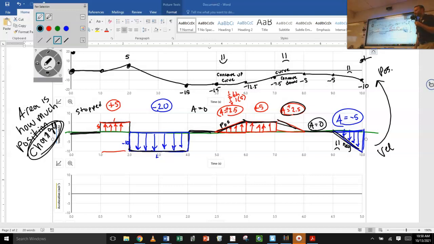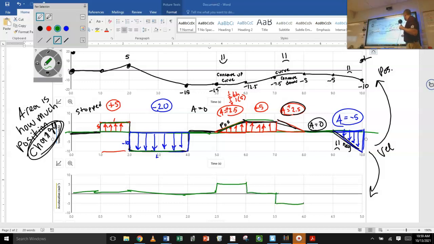Okay? Now, if you want to make this graph right here, you go back to the first set of rules where you're using the slope, right? I'm going to grab green because it's a color I haven't used. The slope here is 0. The slope here is 0. The slope here is 0. So we've got 0 slope. The slope here is 0. Now we've got slope. I'm going up 5 over 1, so I have a slope of positive 5. Slope of 0. Slope of negative 5. Slope of 0. Slope of negative 10. So this is what my acceleration versus time graph would look like.